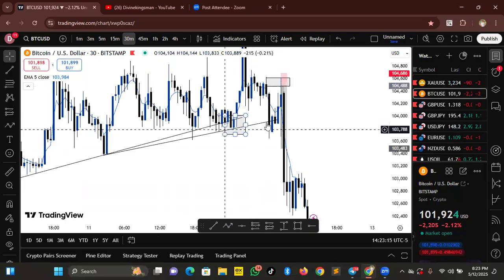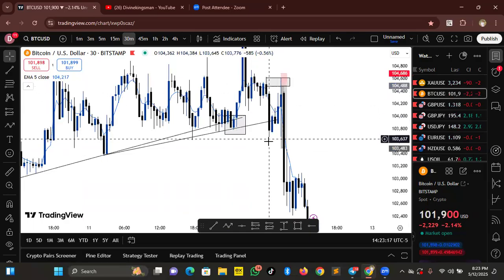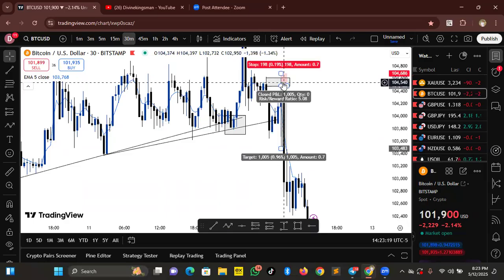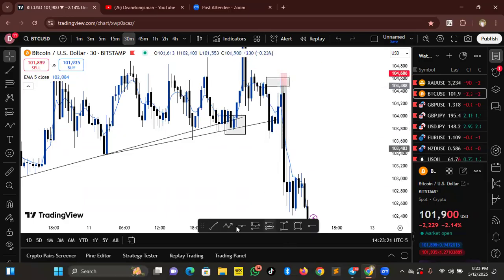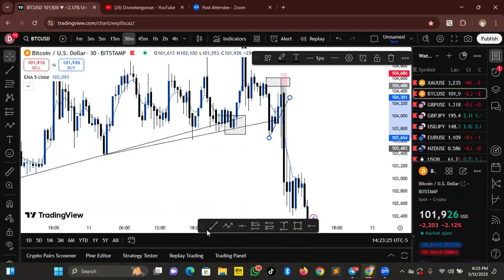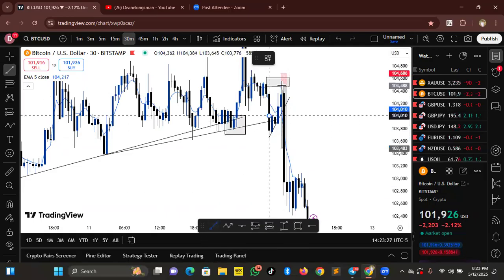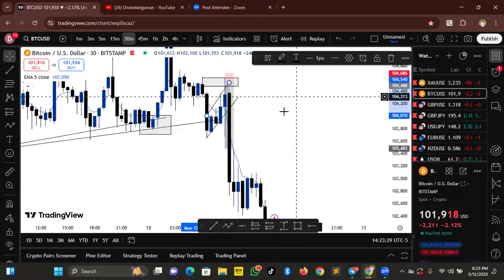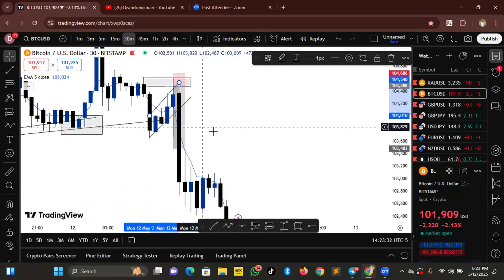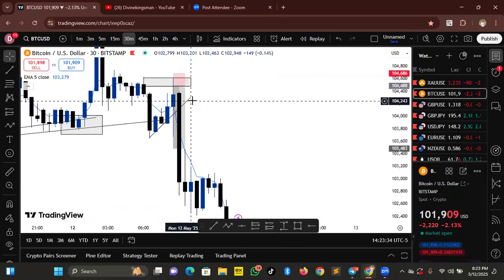So this was our trend line here. This was when the trend line broke. Now when it broke, it pulled back. This was the pullback that happened here. So price actually pulled back before heading back down. So always wait for a pullback.